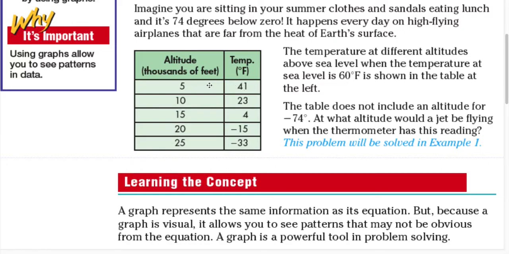So you have altitude in thousands of feet: at 5,000 feet, the temperature is 41 degrees. At 10,000 feet it is around 23 degrees, and so on, all the way to 25,000 feet, which is negative 33 degrees. So the table does not include an altitude for negative 74 degrees. At what altitude would a jet be flying when the thermometer has this reading? We will solve this problem in Example 1.